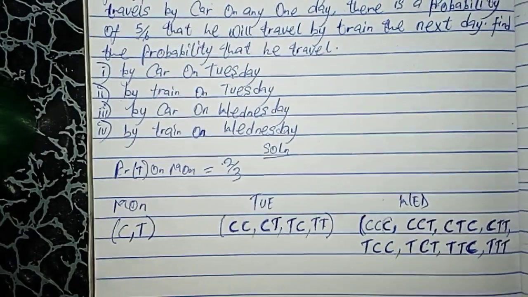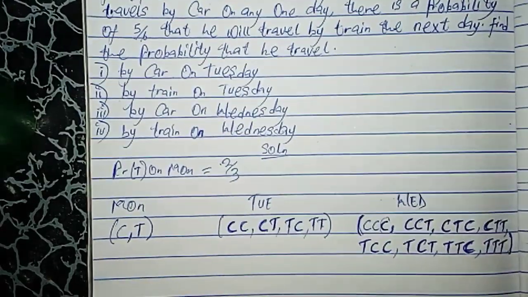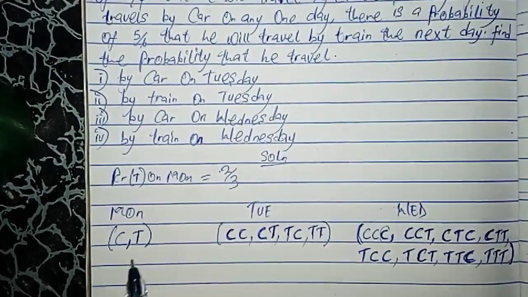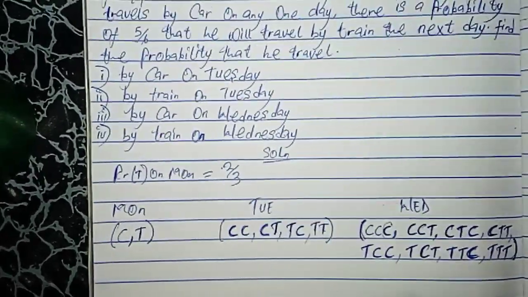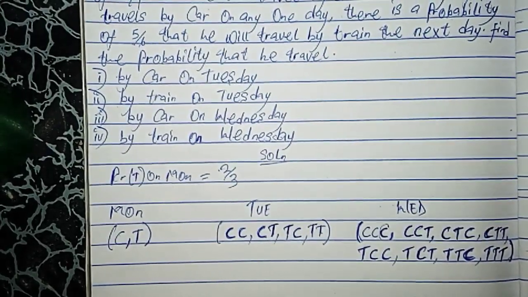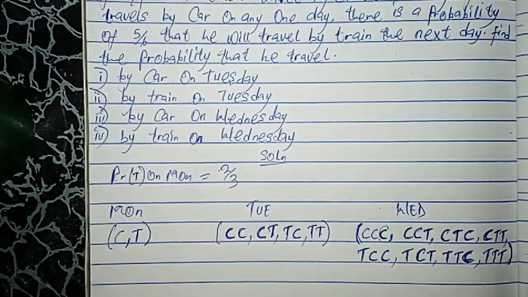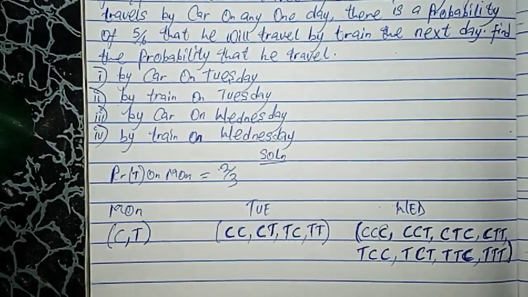I don't think from here there are any other possible ways he can travel on Wednesday. So these are the possible ways he can travel on Monday, on Tuesday, and on Wednesday. I'm explaining this because I won't draw the tree diagram. If you would love me to draw the tree diagram, maybe you should type it in the comment section and tell me if I should do that. Maybe in the next video.